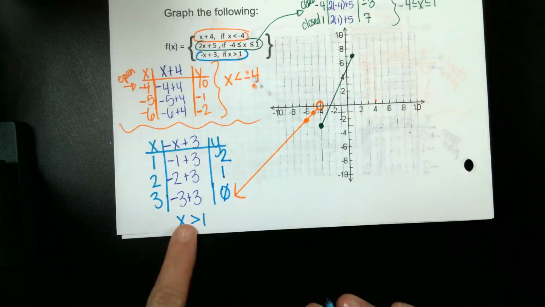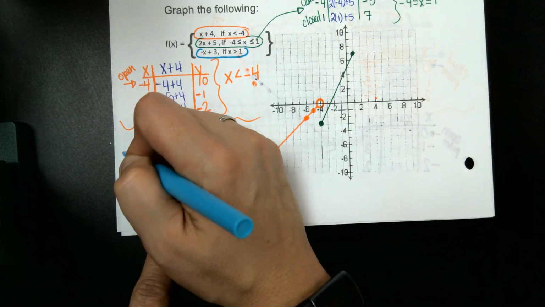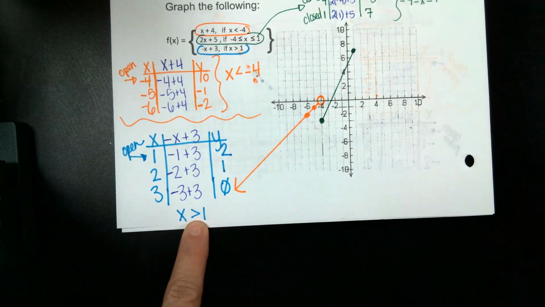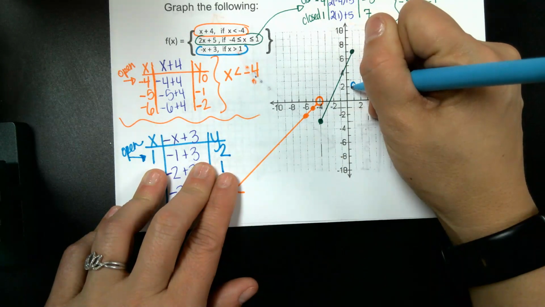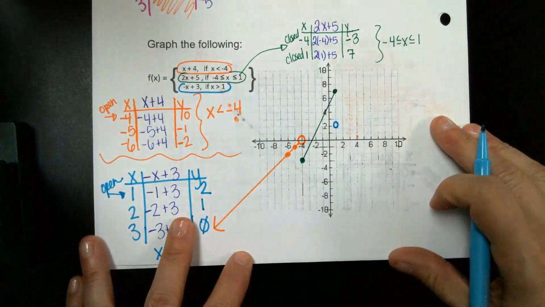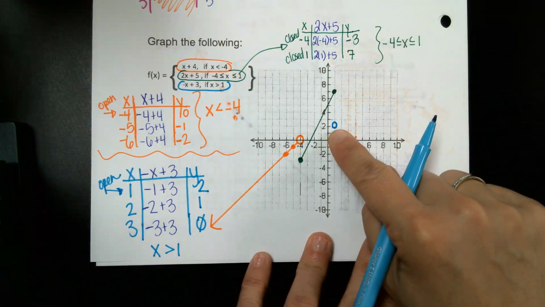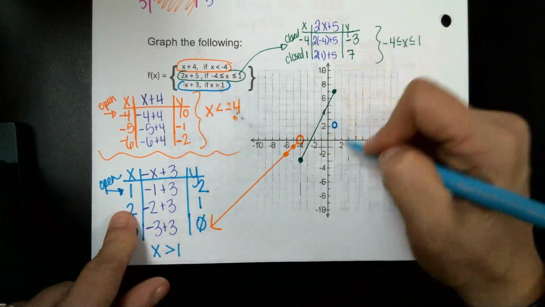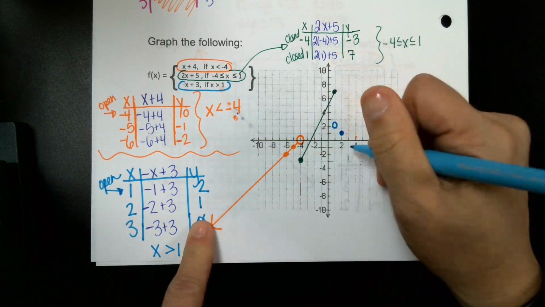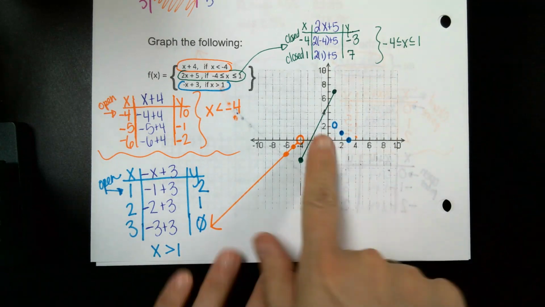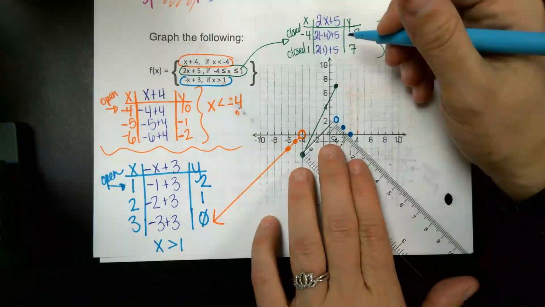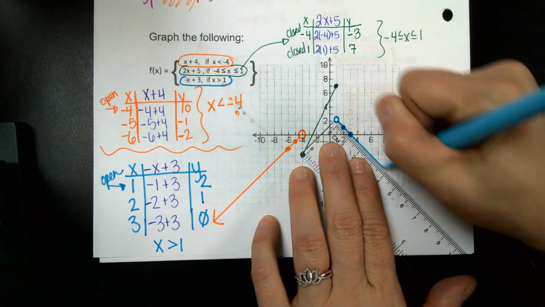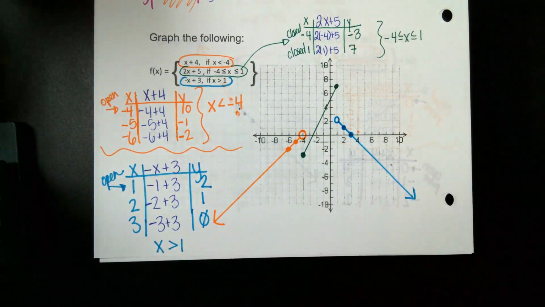Okay, now since these were for anything greater than 1, our first point will be open because it did not have an equal sign. So when we plot 1, 2, which is right here, open circle. Then 2, 1, you can close that, and 3, 0, you can close that. So now that's starting there and decreasing. That is a piecewise function.